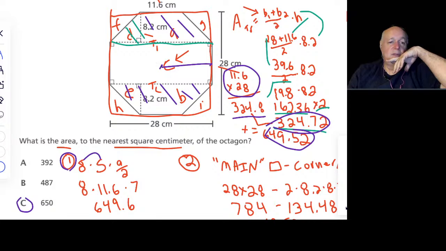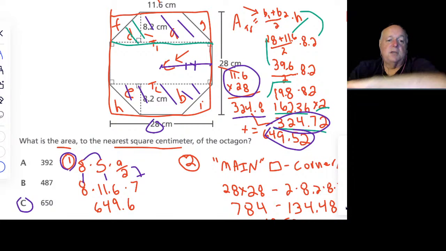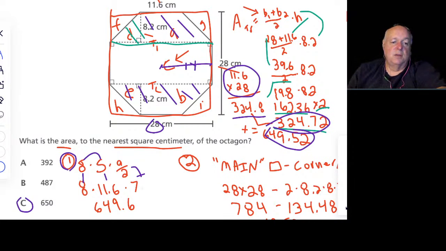So if the whole length over here was 28, that means this is 14. And it's asking us to do that divided by 2, so we get 7. So all we have to do is 8 becomes 8. The side we know is 11.6, and if we do that multiplication, we get 649.6, which also points at the 650.